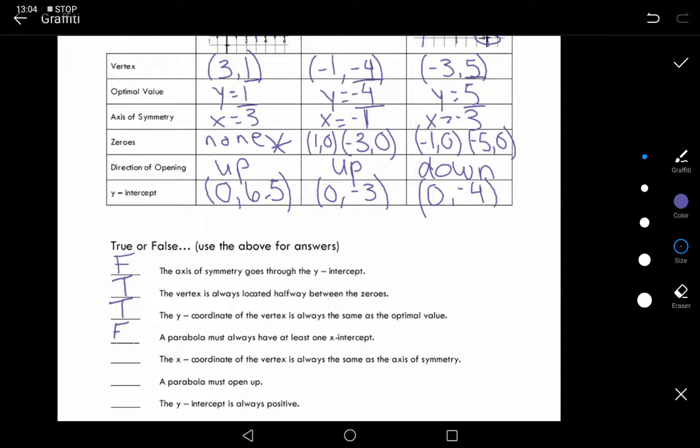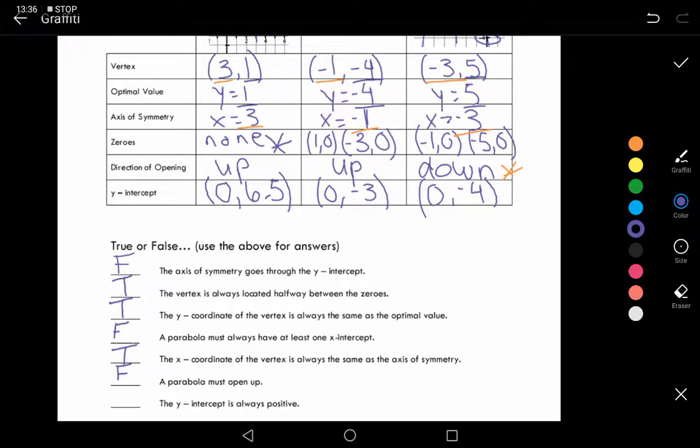The x-coordinate of the vertex is always the same as the axis of symmetry. So we can see x-coordinate of the vertex, axis of symmetry, x-coordinate, axis of symmetry, x-coordinate, axis of symmetry. We can see that, yes, those are all the same, so that is true. A parabola must open up. We can see from that last example that we did that that is not true, right? A parabola can open up or down, so that is false.